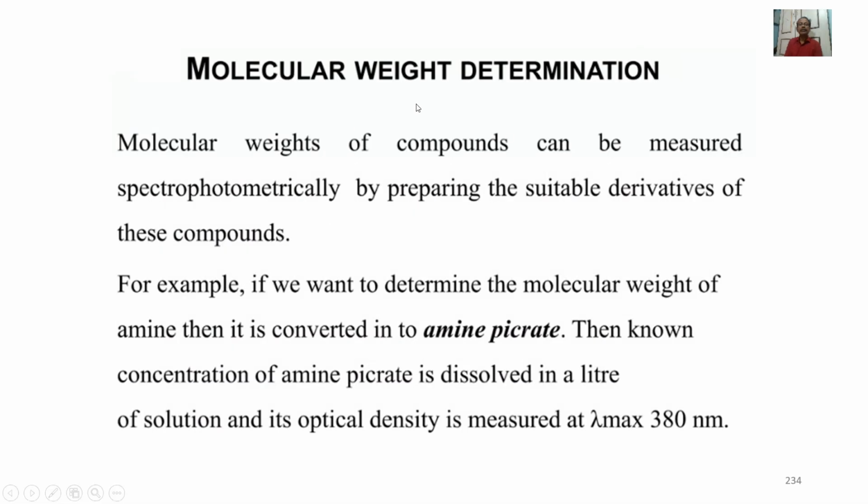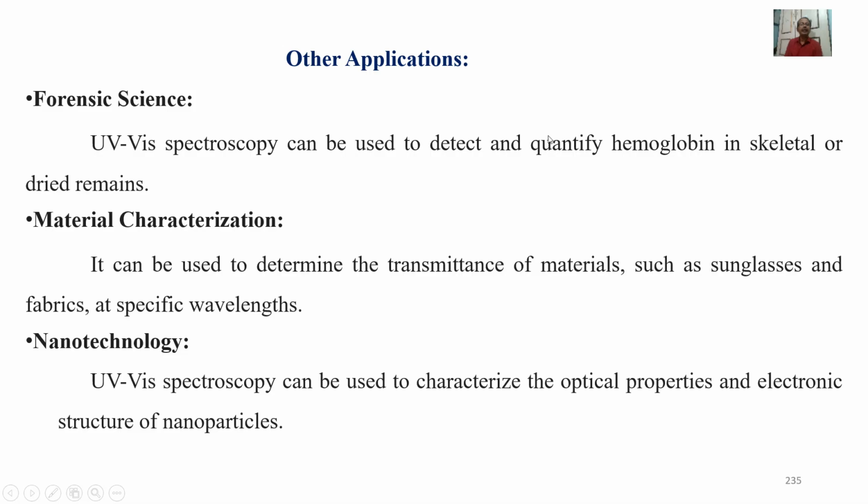Molecular weight determination. Molecular weights of compounds can be measured spectrophotometrically by preparing the suitable derivatives of these compounds. For example, if we want to determine the molecular weight of amine, then it is converted into amine picrate. Then known concentration of amine picrate is dissolved in a liter of solution and its optical density is measured at lambda max 380 nanometer.